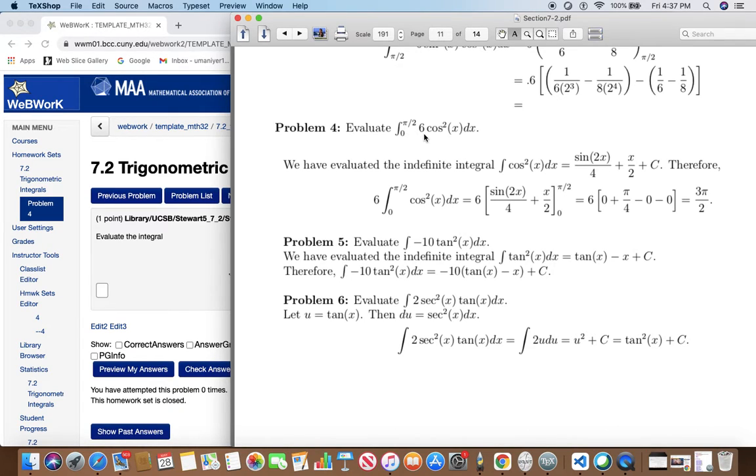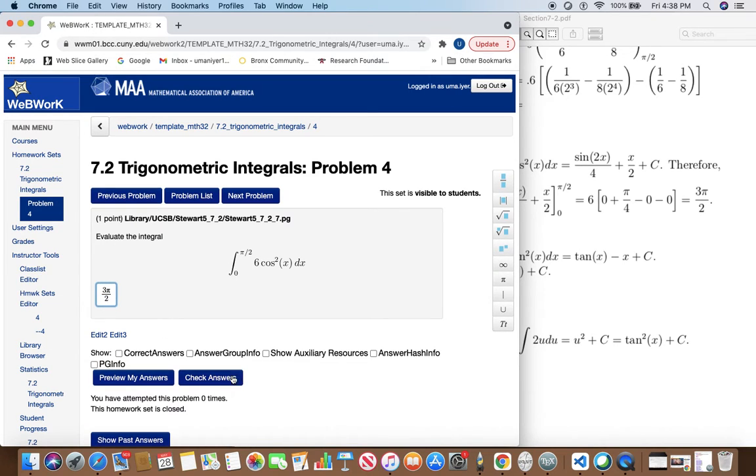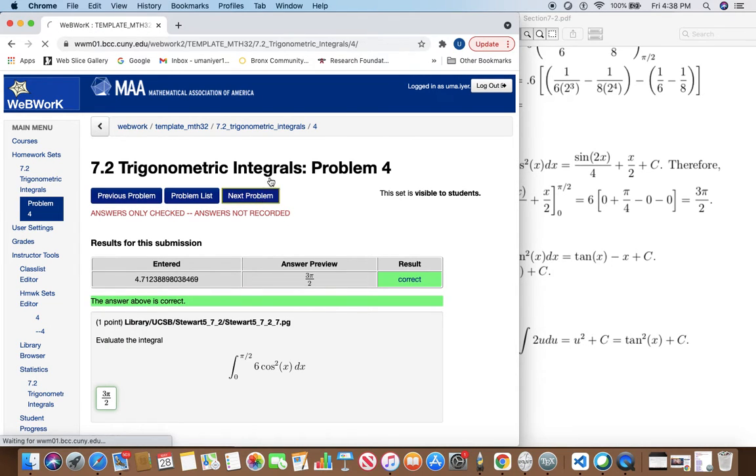For a definite integral, 6 times that, 6 is out. I don't need the constant of integration. I'll take this expression, evaluate at pi by 2, evaluate at 0. At pi by 2, 2 times pi by 2 is pi. Sine of pi is 0. So this gets me pi by 4. At 0, sine of 0 is 0. X evaluated at 0 is 0. So they fetch me nothing. 6 times pi over 4 is 3 pi by 2. Let's check. Good. Next problem.